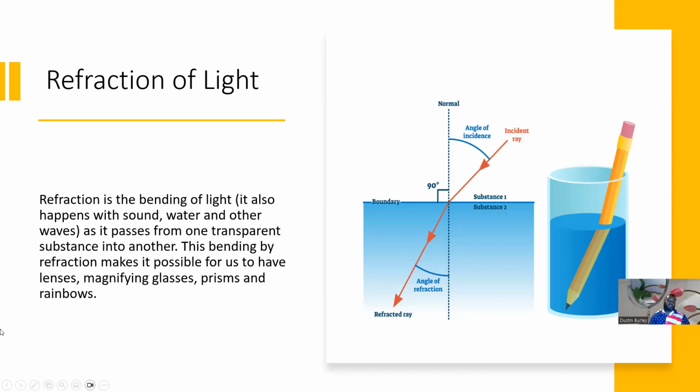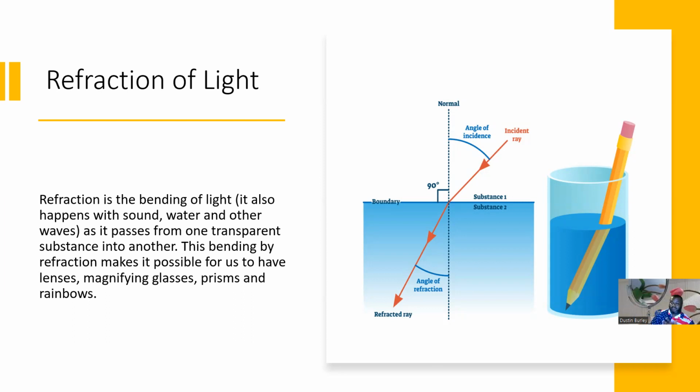Refraction of light is the bending of the light. It also happens with sound, which we'll talk about in months from now, and with water and other waves. As you can see how the light is shining from the ray, the ray hits the pencil.